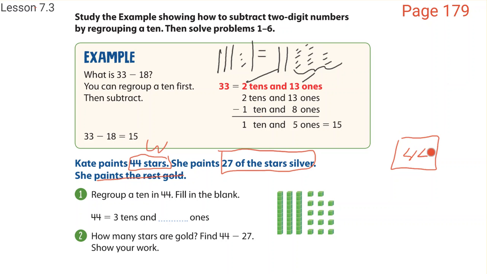So 44, and then this is 27. We're trying to find that unknown number right here. Okay, you can use this, regroup it, use a number line. I don't care how you figure it out. I want you to figure it out. Take the time to do it.